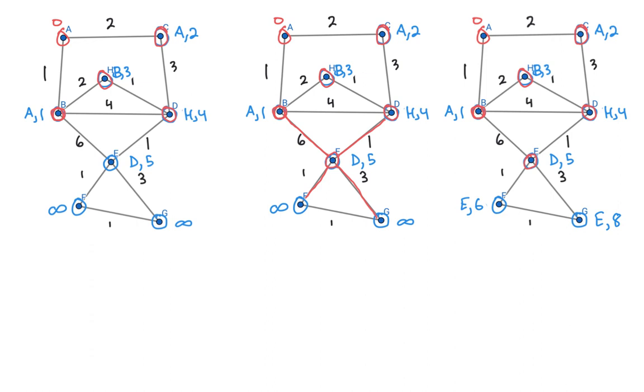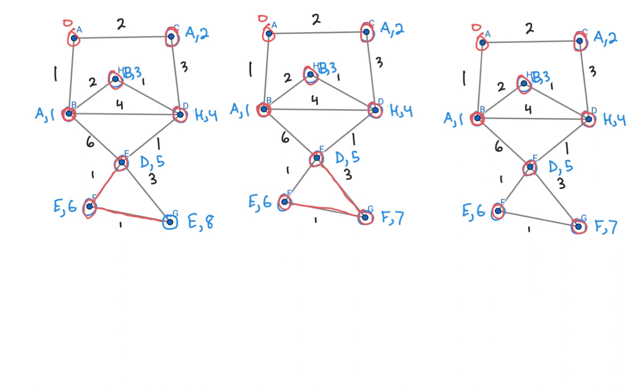And so it's worth pointing out, this means the shortest path we've found to F so far comes from E, which comes from D, which comes from H, which comes from B, which comes from A. So it's this path right here.